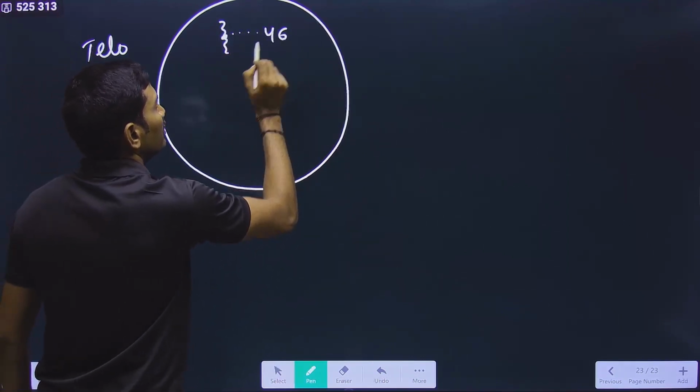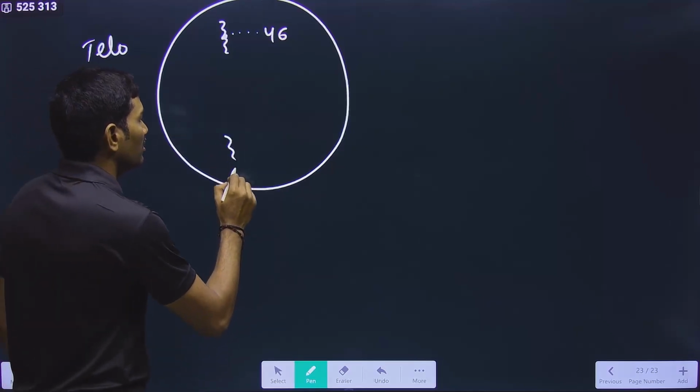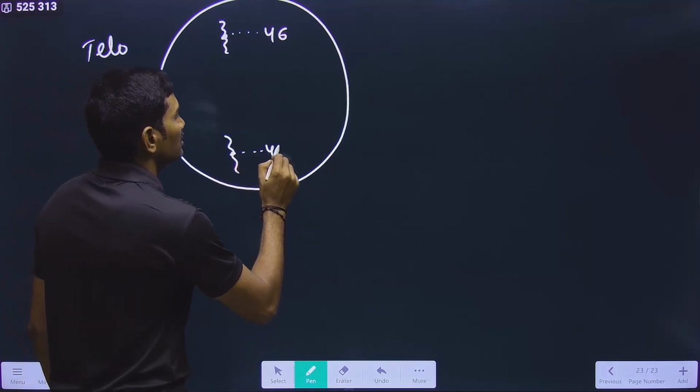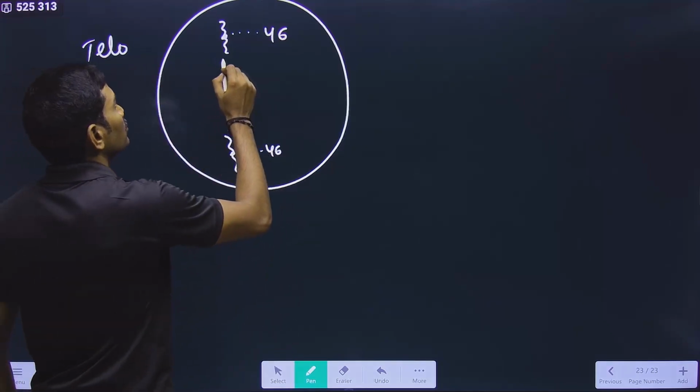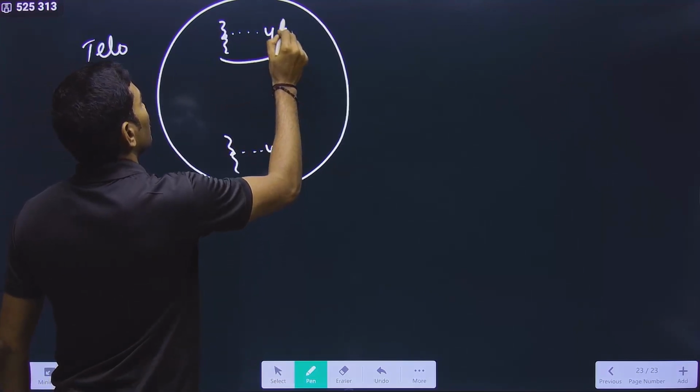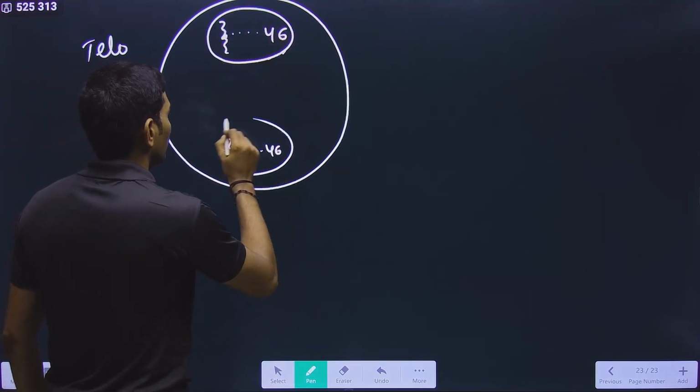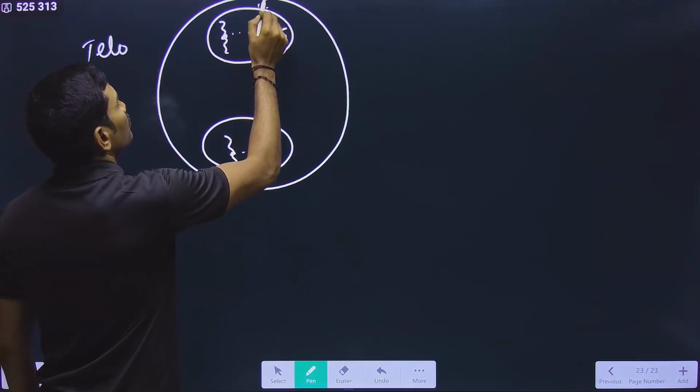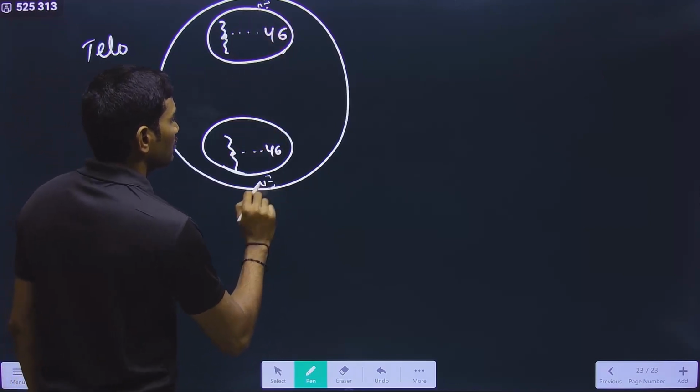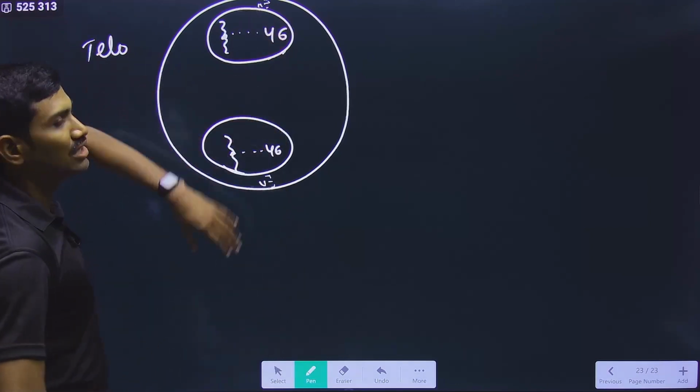On one side, how many are going? 46 are going. On the other side also, 46 are going. Now around this group, there is a nuclear membrane. You can draw the nuclear membrane. And here is one centrosome, and here is one centrosome. Clear? This is what about the telophase.